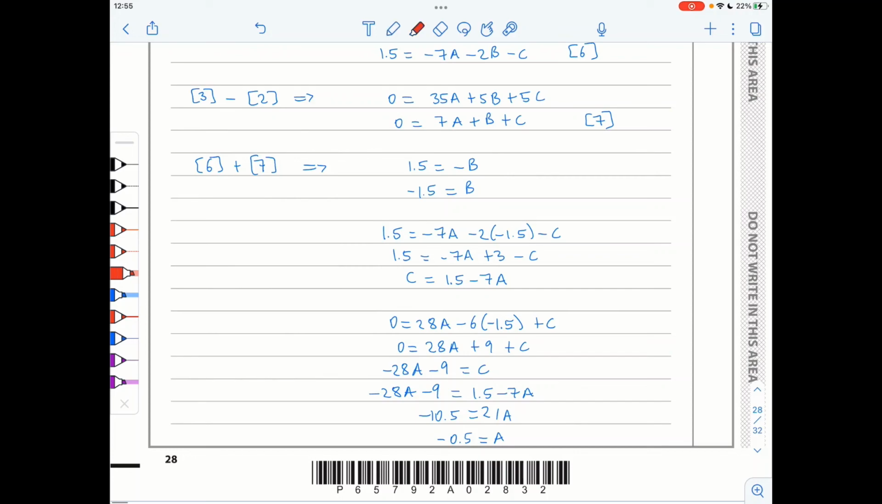So where do we stand up to now? We have found the value of b, we have found the value of a, and we need to go back. I'll go back here to find the value of c.